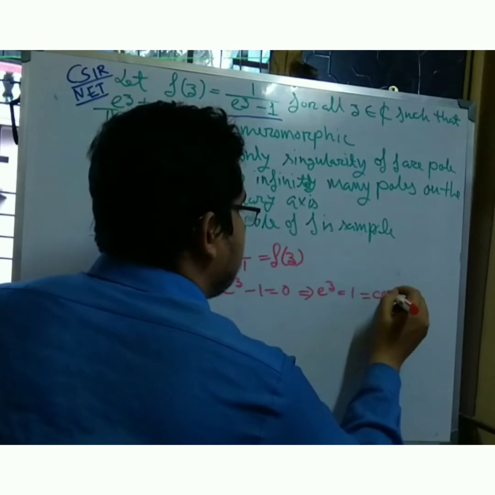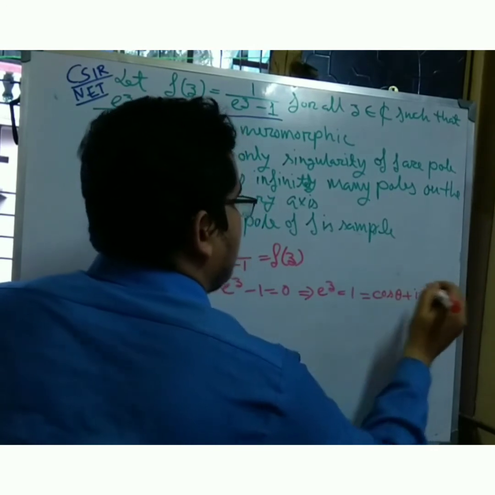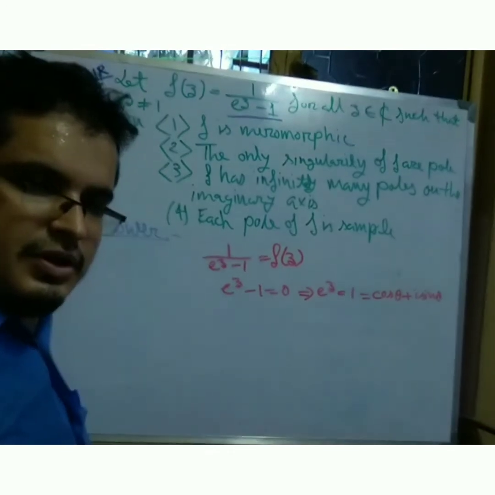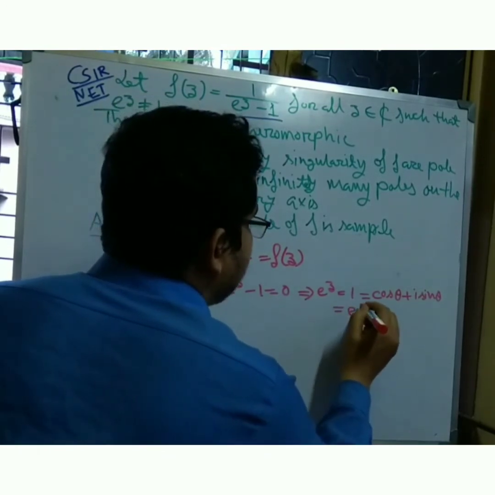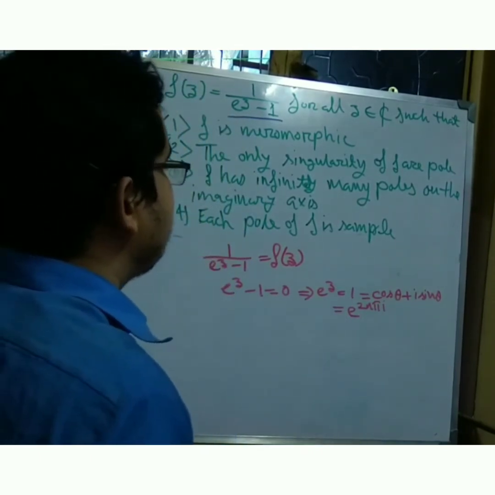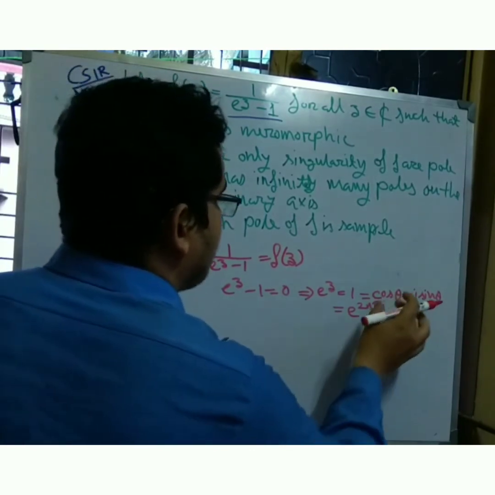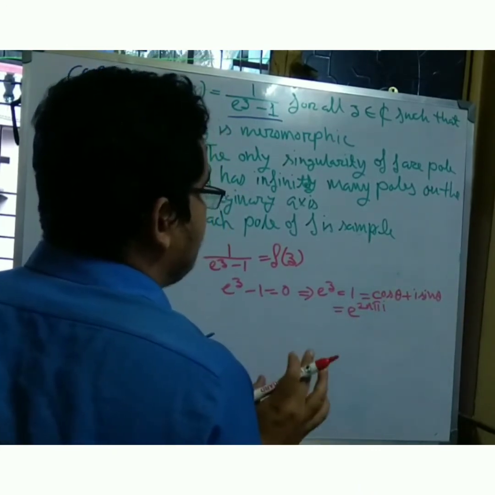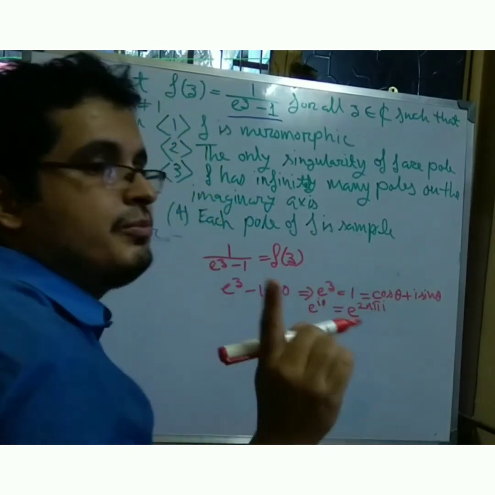And e^z equal to 1 means, friends, I can write it as cos theta plus i sin theta. So it can be written as e^(2n pi i). How? Because I put cos 2n pi and sin 2n pi, means e^(i theta), as per De Moivre's theorem.